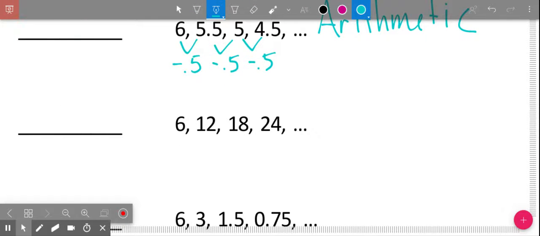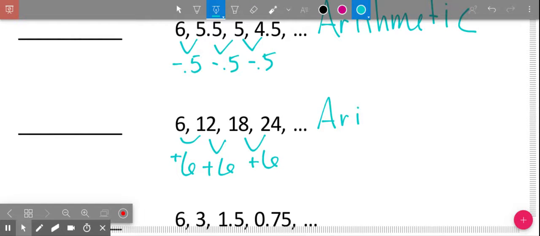The next one, from 6 to 12, now I could be multiplying by 2, but then from 12 to 18, that wouldn't make sense anymore. So we're going to say we're adding 6. Well, that was a weird looking 6. That looks more like an H. Let me fix that because it's just going to bother me. There you go. And 18 to 24, we're adding 6. So here we're adding the same constant every single time. That's a common difference, so it's going to be arithmetic as well.